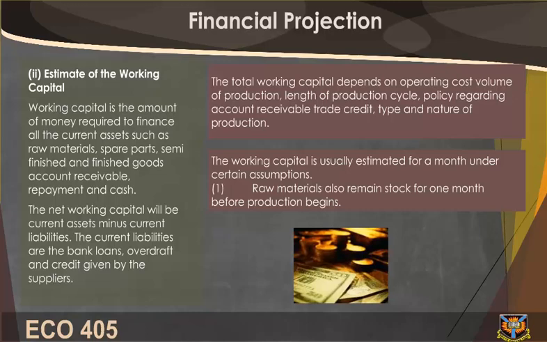The total working capital depends on operating costs, volume of production, length of production cycle, policy regarding accounts receivable, trade credit, and type and nature of production. The working capital is usually estimated for a month under certain assumptions. 1. Raw materials remain in stock for 1 month before production begins.